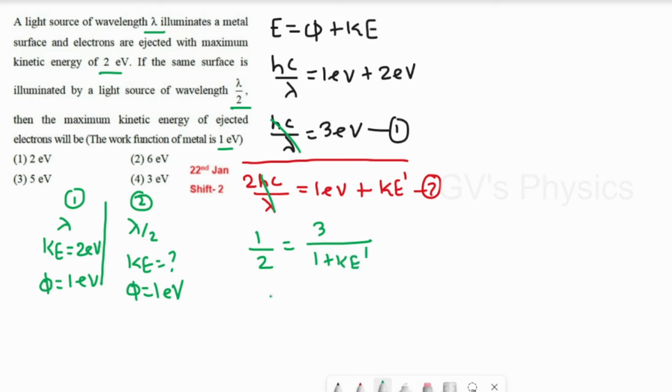If we cross multiply, 1 plus kinetic energy dash is equal to 2 threes are 6. So kinetic energy dash will be 5 electron volt. Okay, so the kinetic energy of the photoelectron is 5 electron volt and option 3 is the right answer.